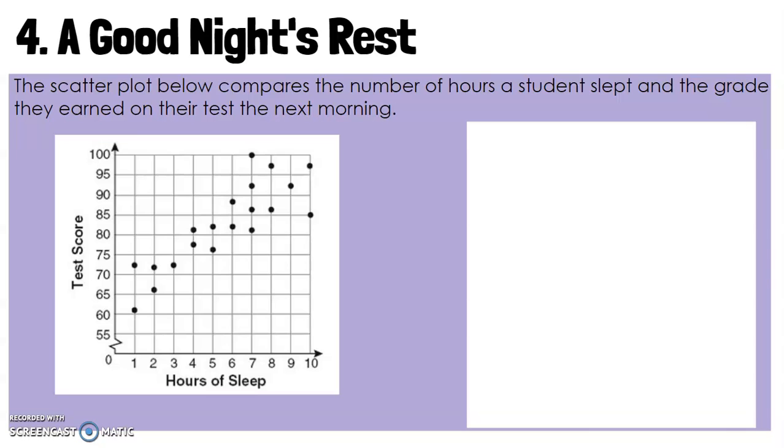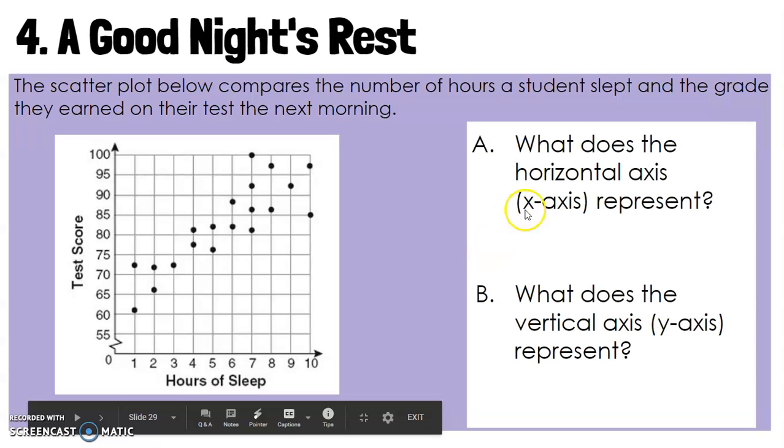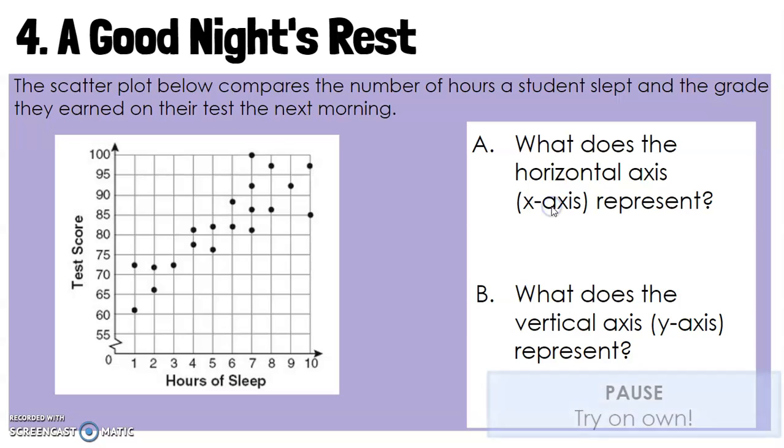Okay. So each dot represents a different student. And what we did was we took each student in the class and I asked two questions. How much sleep did they get the night before? And then I jotted down the score on the test the next morning. Okay. So each point is a different student and it tells us two pieces of information. So let's go ahead and answer those two questions again on your own. What does the x-axis represent? What does the y-axis represent? Pause and try this on your own first.